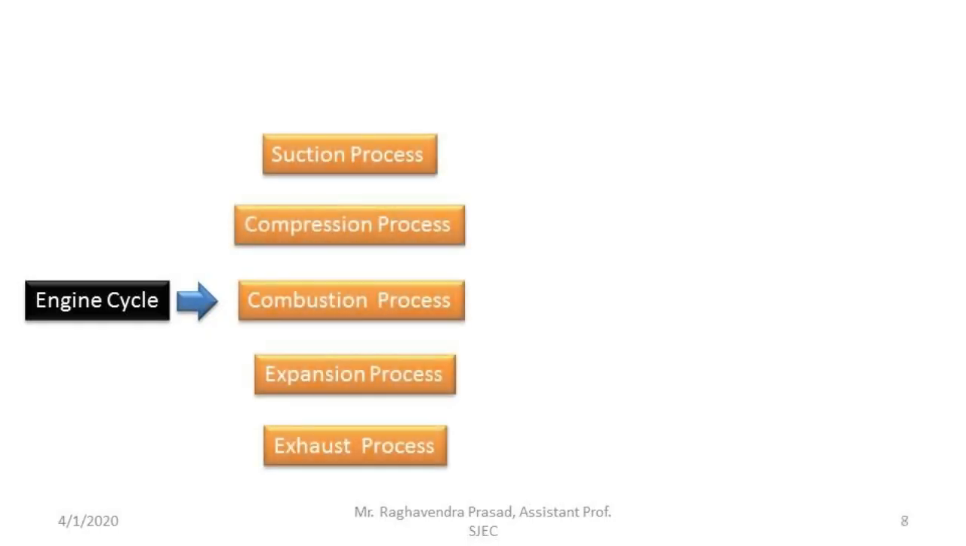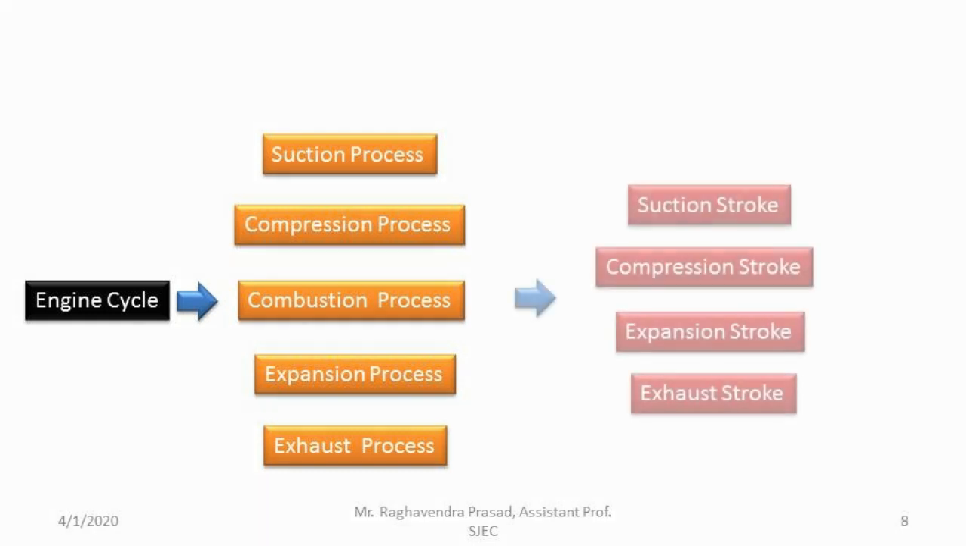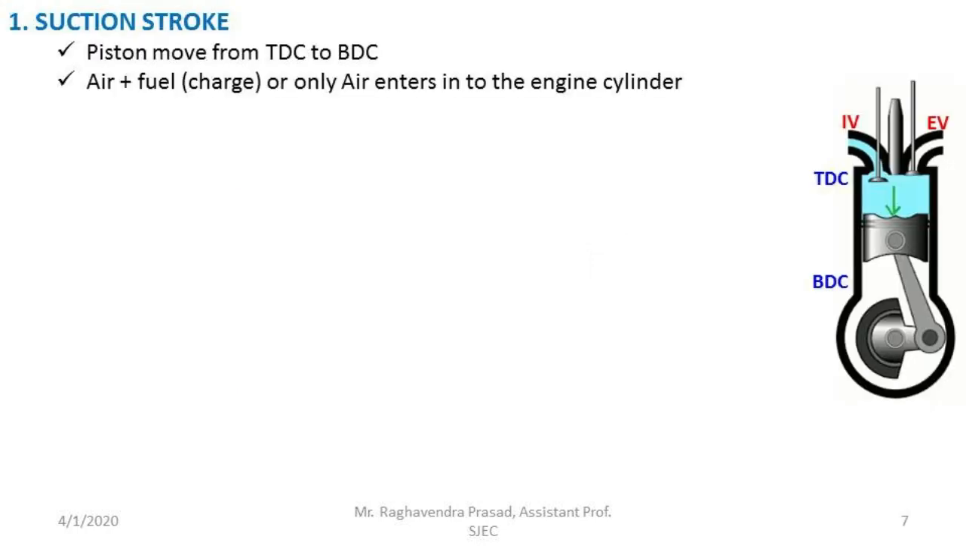The engine cycle includes 5 distinct processes, namely intake, compression, combustion, expansion and exhaust process. These 5 processes are simplified into 4 strokes, namely suction stroke, compression stroke, power stroke and exhaust stroke. Power stroke includes both combustion and expansion process. Suction stroke is also called the intake stroke.